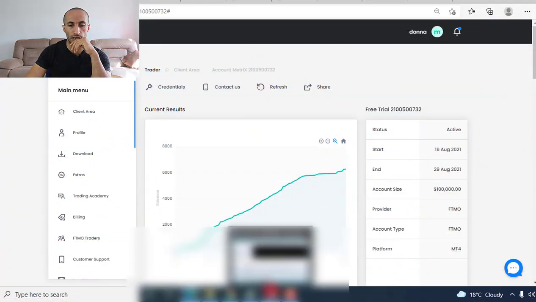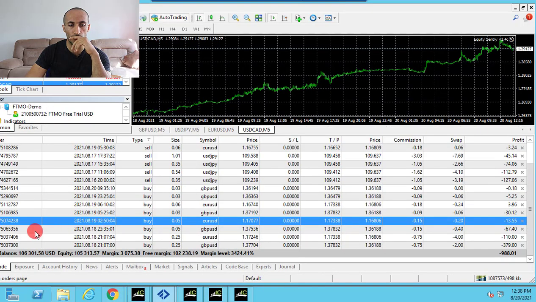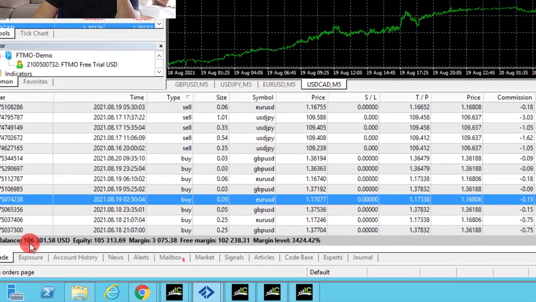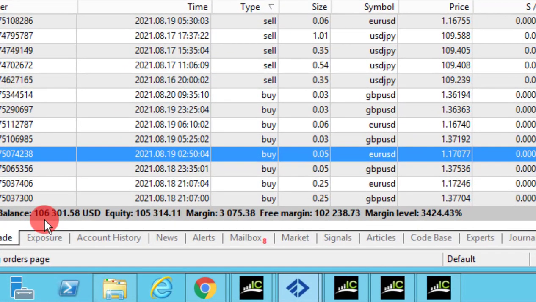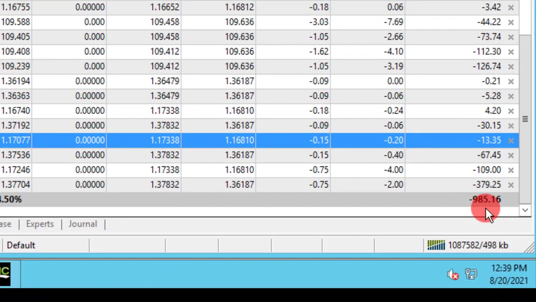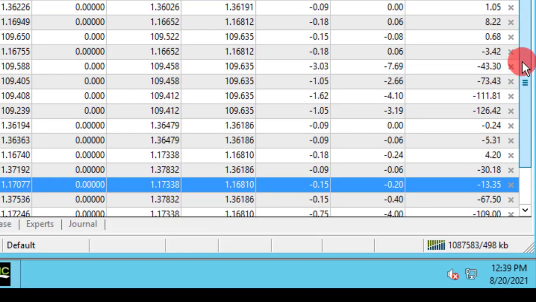But on the other 2, if I go to my first one, I'm going to show you the FTMO one. On FTMO we made the balance $106,301, and then floating, as you see, is 983.